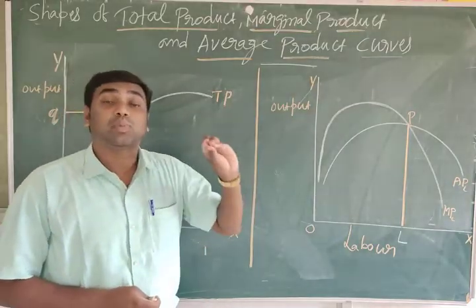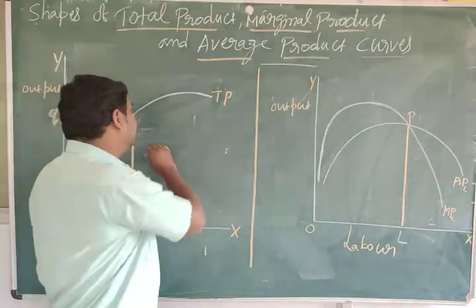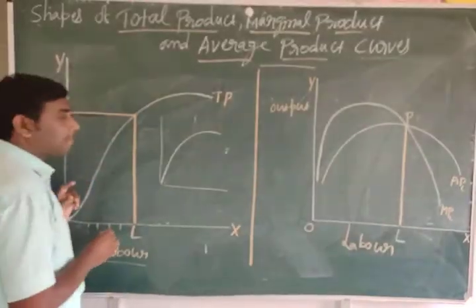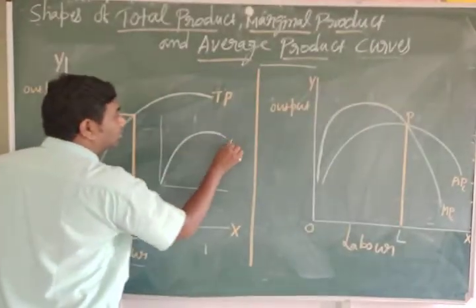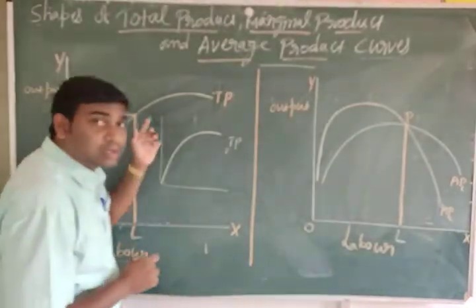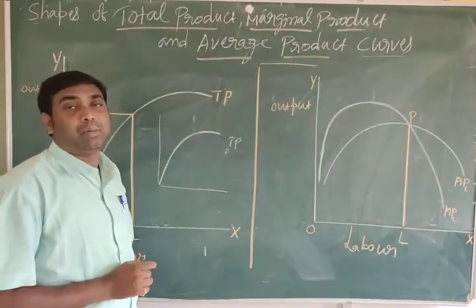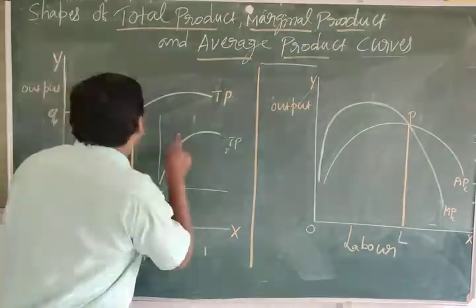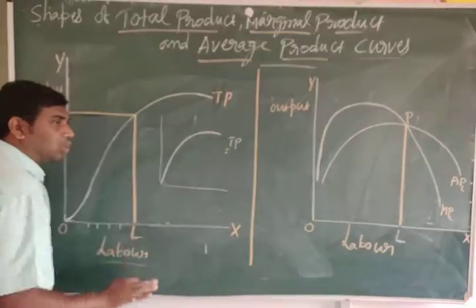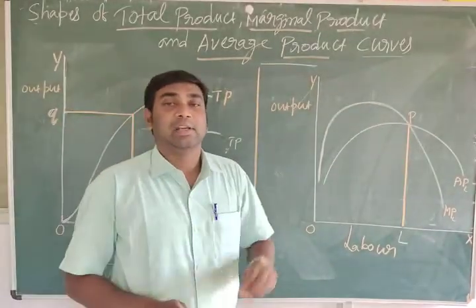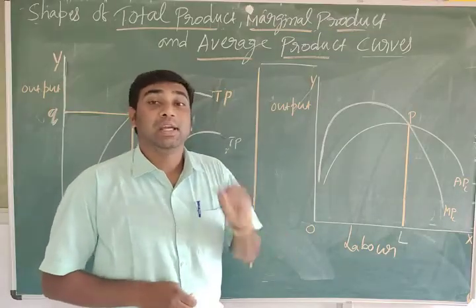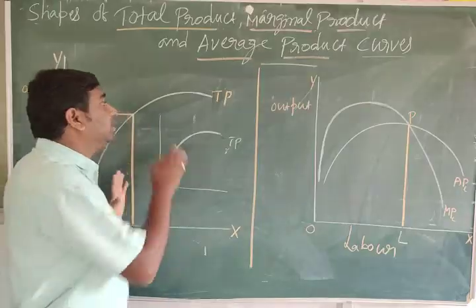This time the total product curve is positively sloped. It should look like this. This is called TP, total product. It is positively sloped. This is the shape of the total product curve. The shape of the total product curve is always positively sloped, because only the variable factor is increasing, all the other factors are fixed, with no changes in them, and we are changing only labor. So that time only the total product will increase.